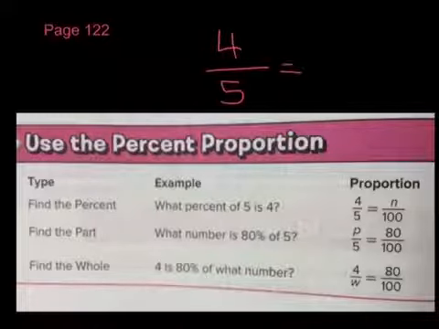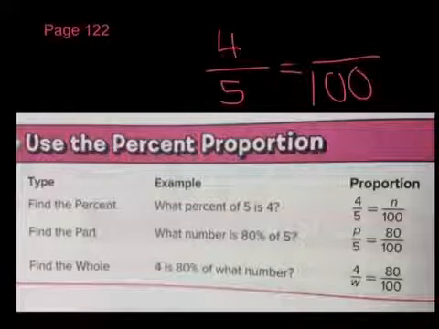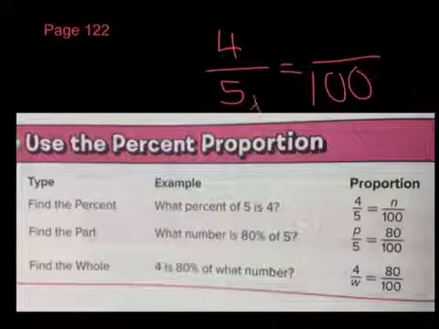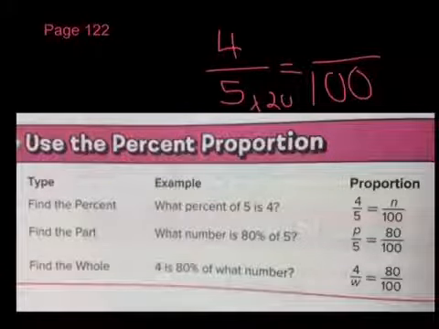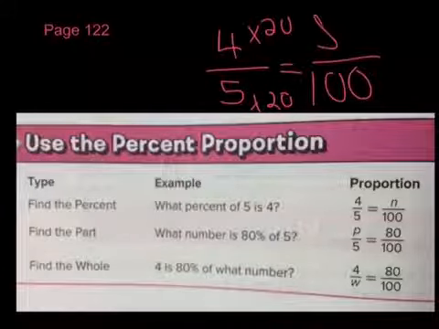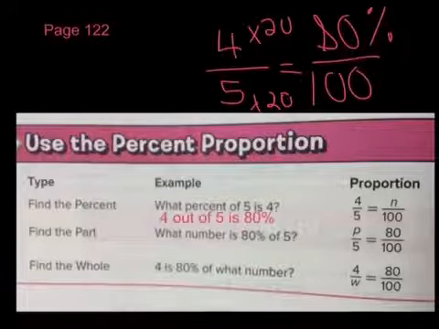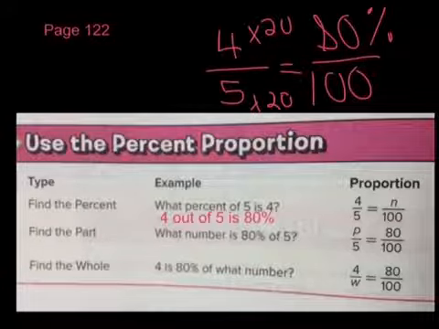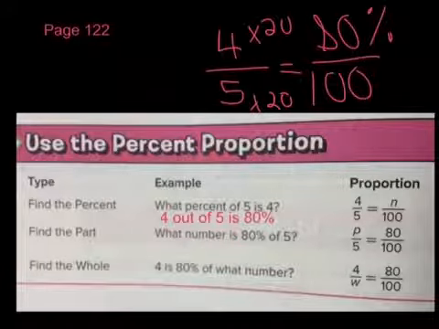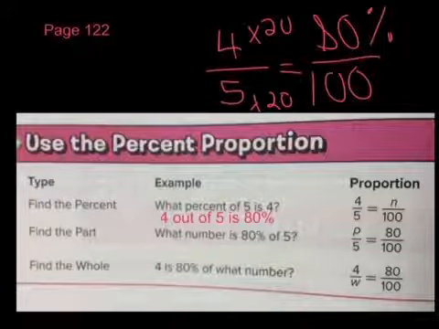We can use an equivalent fraction to make it out of 100, because out of 100 would be our percent. So we multiply the 5 times 20, and it gives us 100. We do the same to the top, times 20, and our 4 will be 80. Therefore, we can say 4 out of 5 is 80%. You see that? 4 out of 5 is 80%. So what percent of 5 is 4? There we go.